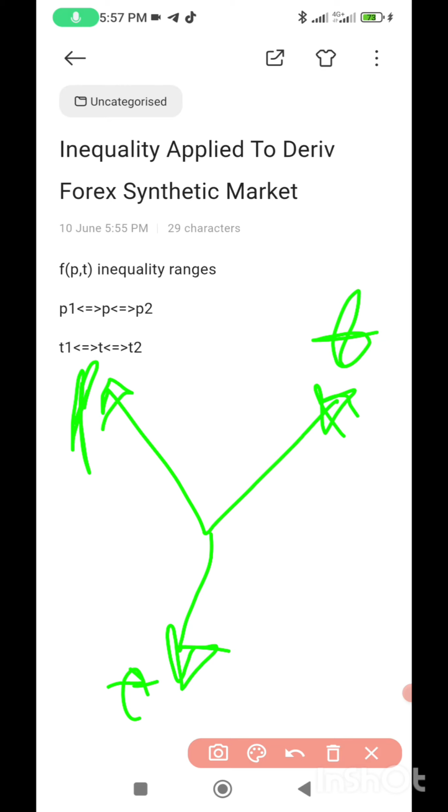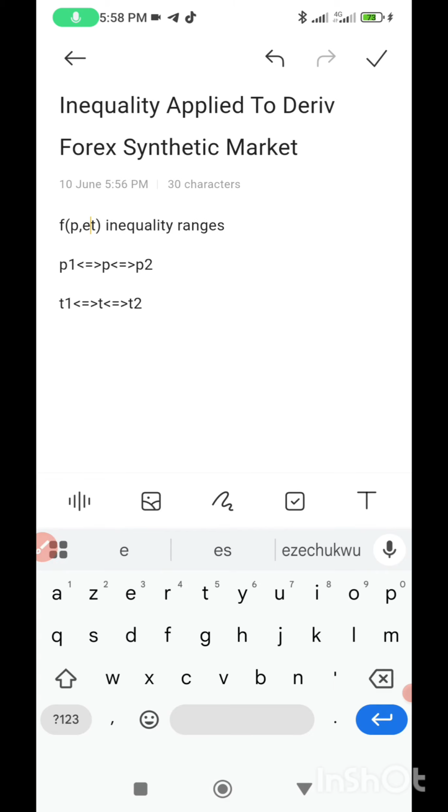So if we define a surface which is f of p/e/t, that becomes a surface. Then this surface is going to be valid, or is going to exist, in restricted bounded conditions, that is inequality. I'm going to update this and make sure we have e here as the third variable.